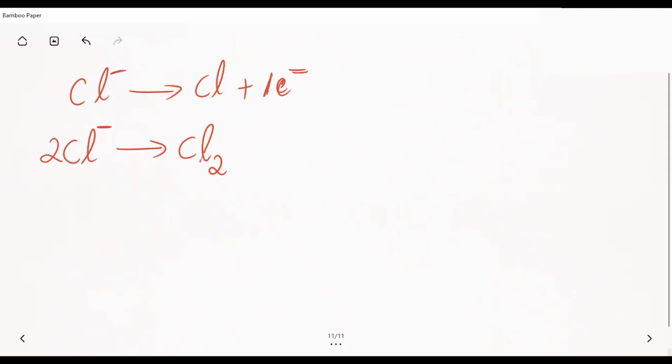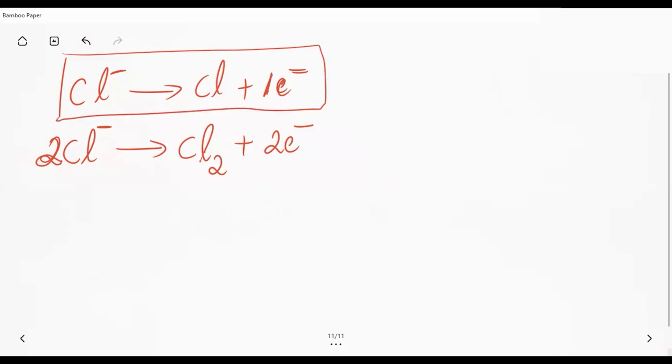One chloride ion donates one electron. So there are two chloride ions, so it has to donate how many electrons? Two electrons. This is only for balancing, only to make chlorine diatomic. That is the only thing. So this is the correct equation. We know chlorine is diatomic, so we balanced it. That is all we have done in the second step.